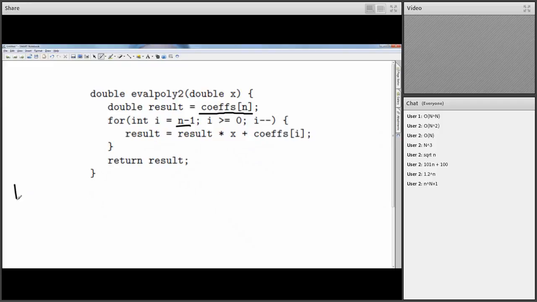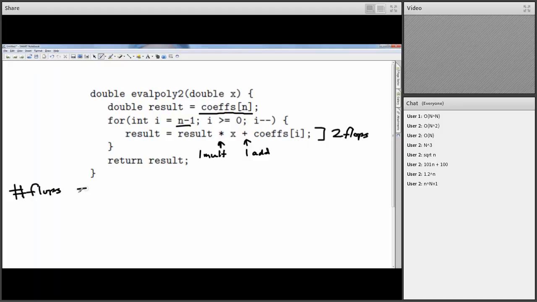So I want to count the number of floating point operations. In this case, I've got one add and one multiplication on one line. So this line here would have in total 2 floating point operations, 2 flops essentially.